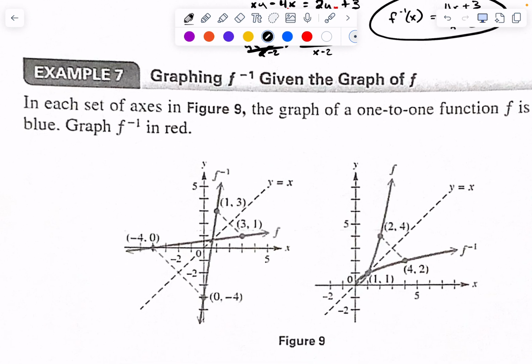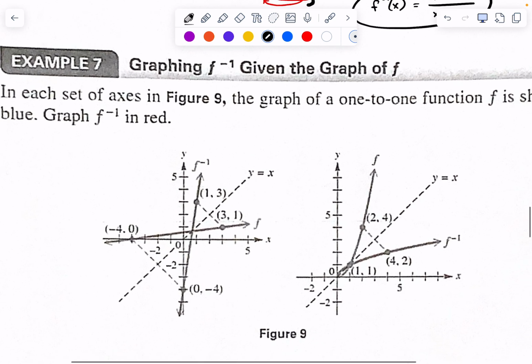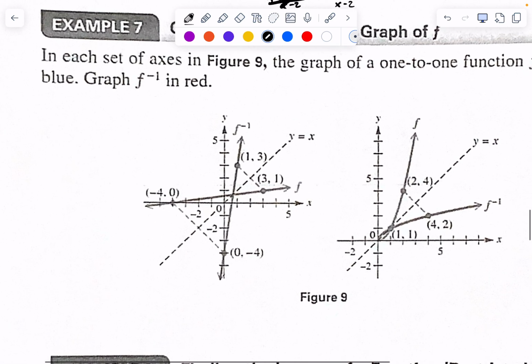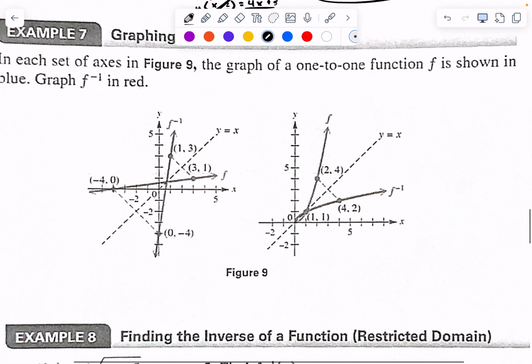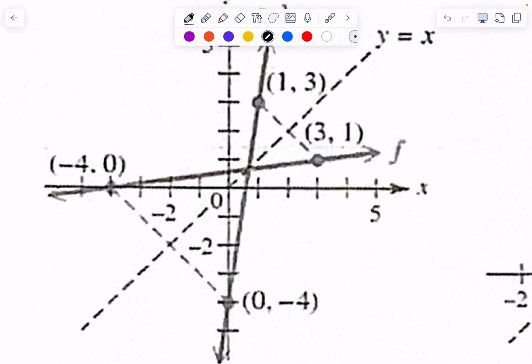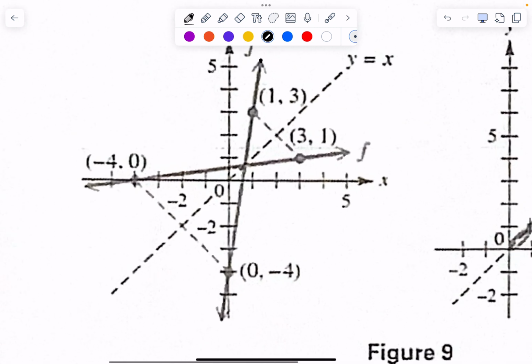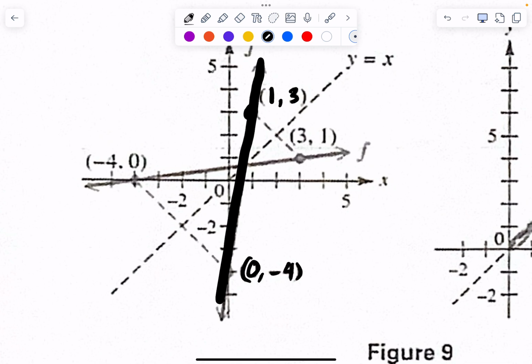Okay. In each set of axes, the graph of a one-to-one function is shown. Graph the inverse. It's already done for us. That's kind of boring. Okay, so right here they give us this line, and this is the dot (1, 3), and this is the dot (0, -4). If I'm trying to invert those, how do I invert coordinate points?